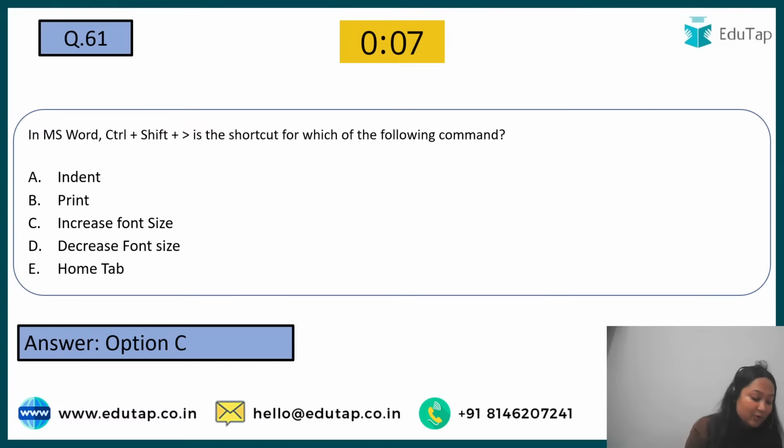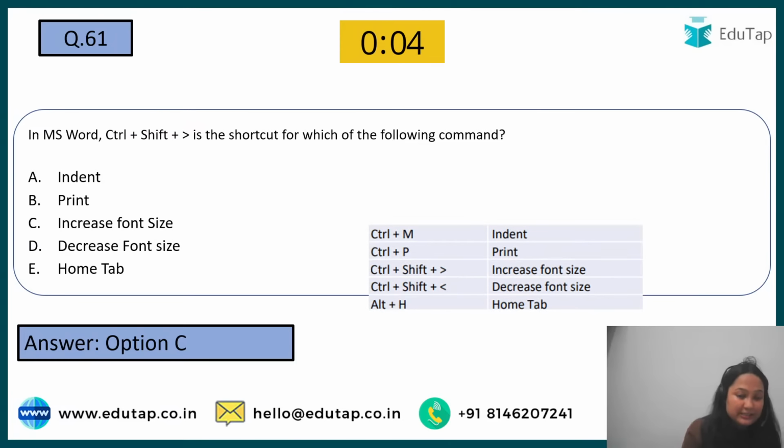Okay, and if you want to know about the other shortcuts, it is here. Control M is for indent. Control P, if you want to print out some document. Control Shift greater than arrow increases the font size, lesser than arrow decreases it. Control H will show you the home tab.